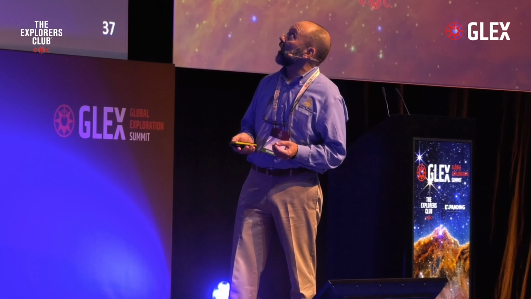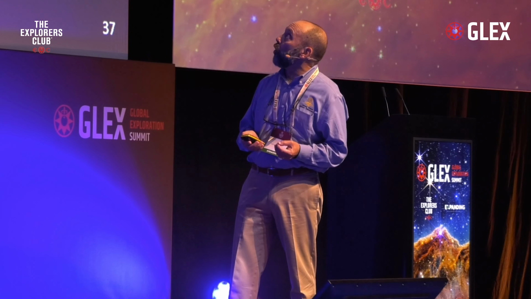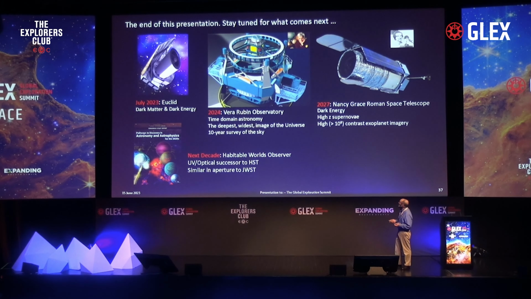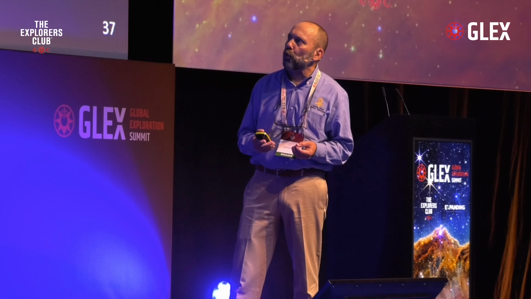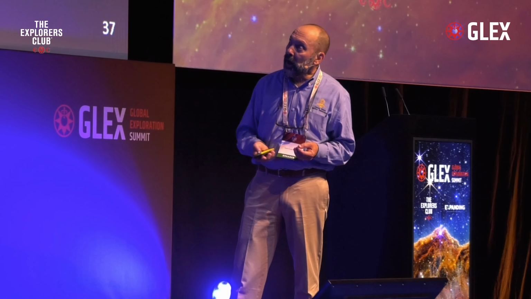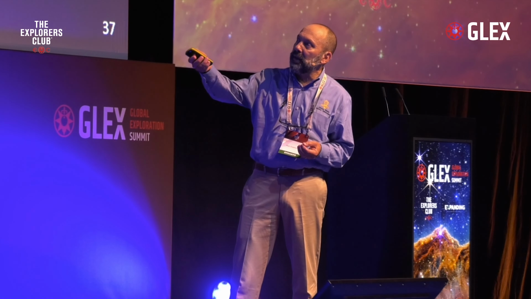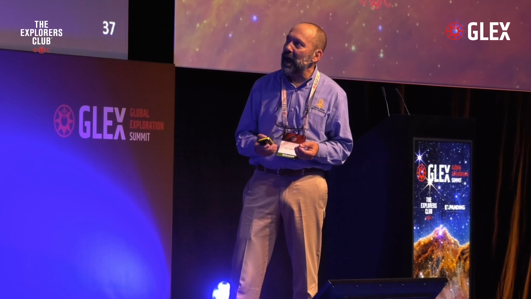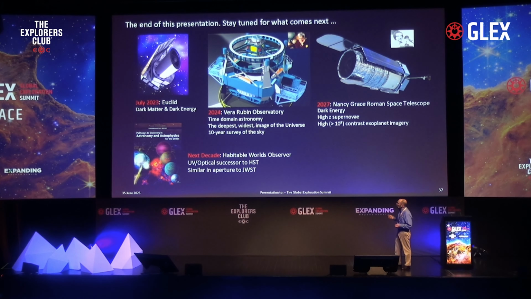Then in 2027, NASA will launch the Roman Space Telescope, which is a mission dedicated to understanding dark energy, and it will prove technology that will be needed for the Habitable Worlds Observatory. This is the next big strategic mission that NASA will build and launch after the Roman telescope is launched, and this one is really designed to look at Earth-like exoplanets.